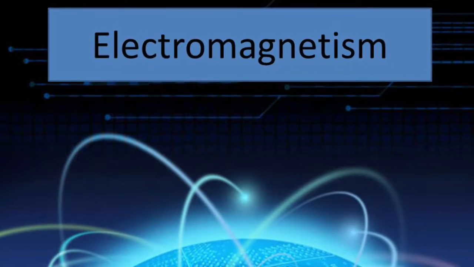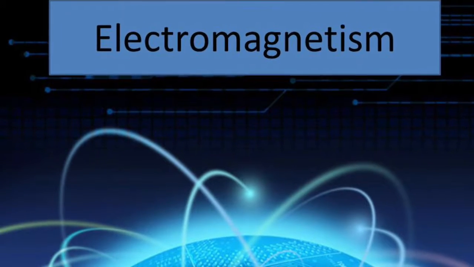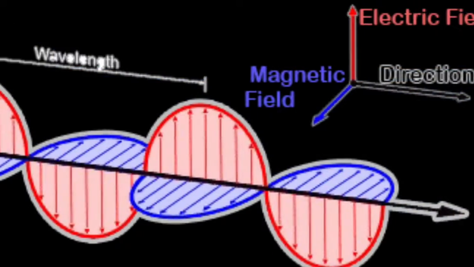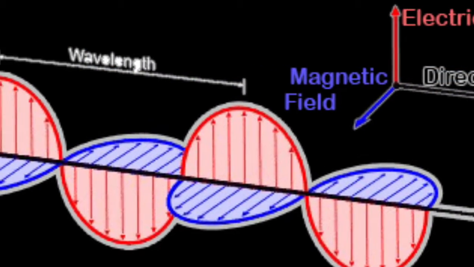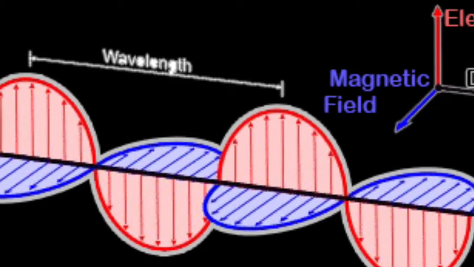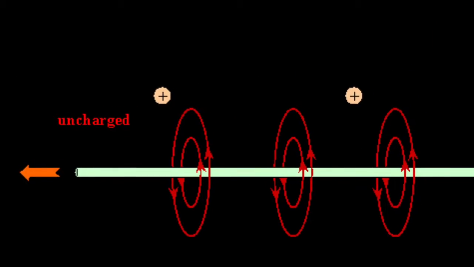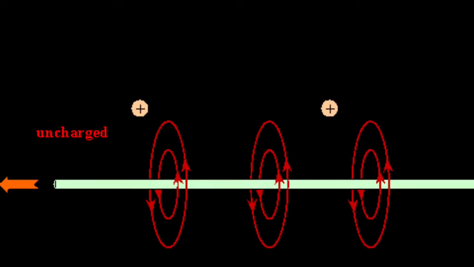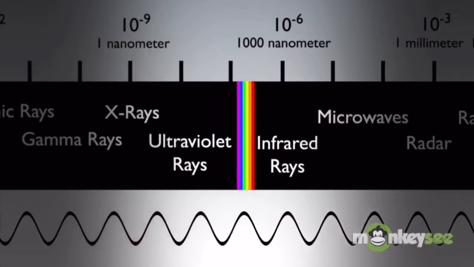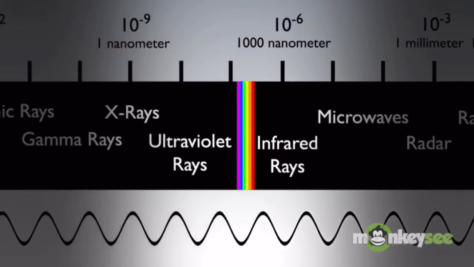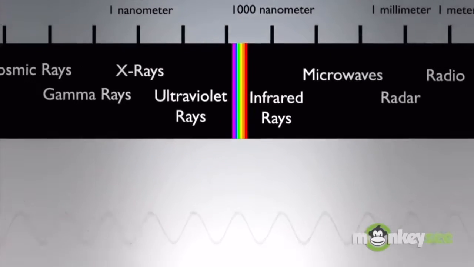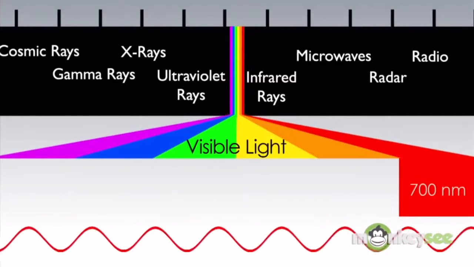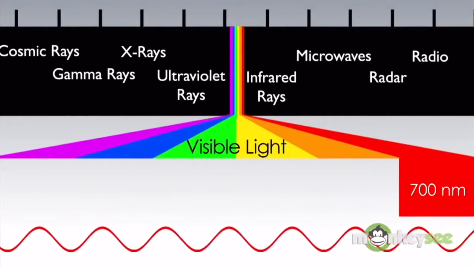Electromagnetism arises from the property of charge, while gravity arises from the property of mass. If a charge is stationary, electrostatic fields surround the charge. However, if the charge moves at a constant velocity, it creates a magnetic field, and as it accelerates or decelerates, it produces electromagnetic radiation. Electromagnetic radiation is a combination of oscillating electric and magnetic fields that travel through space with a velocity of 3 times 10 to the power of 8 meters per second.